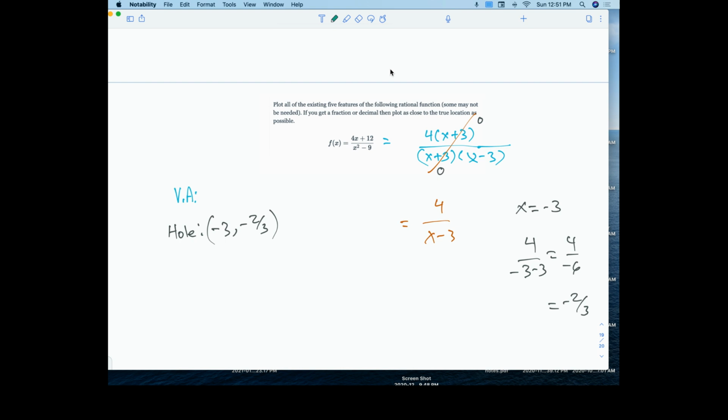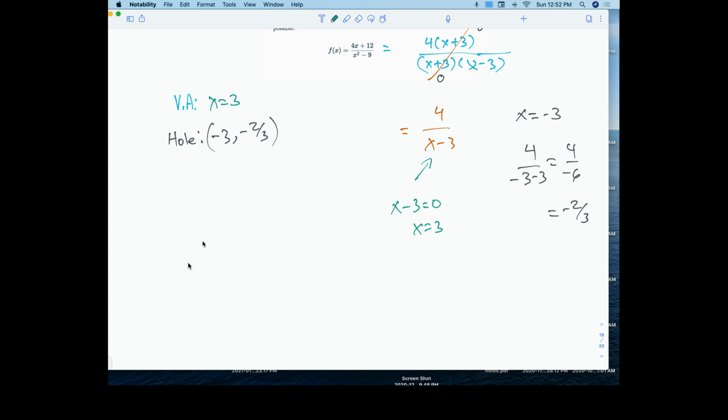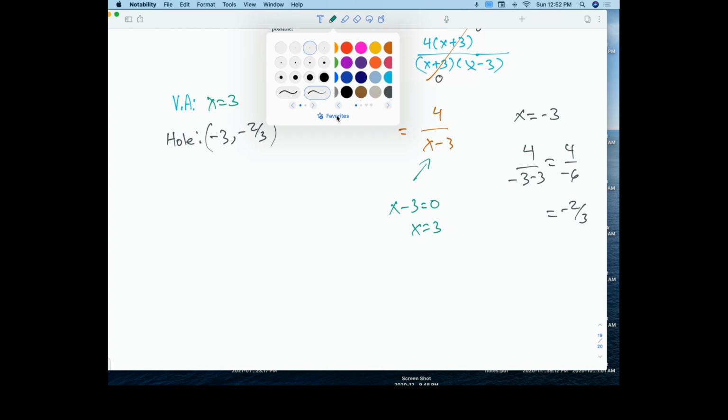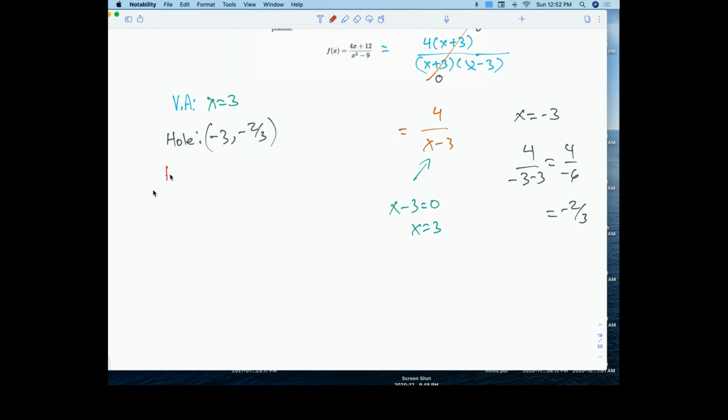But for the vertical asymptote, going back to that, the equation you're left with, you set equal to 0. So we say x minus 3 equals 0, and x is 3. So we know we have a vertical asymptote at x equals 3. All right. Next up, they say, what's the horizontal asymptote?